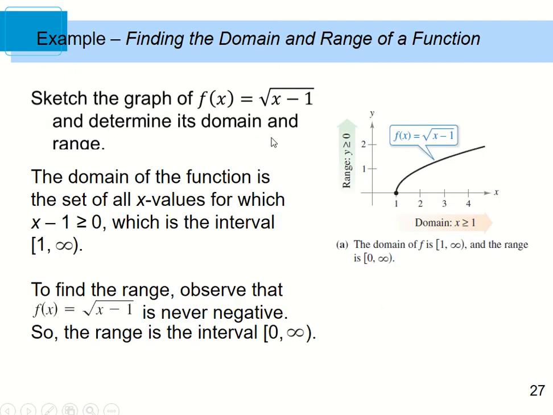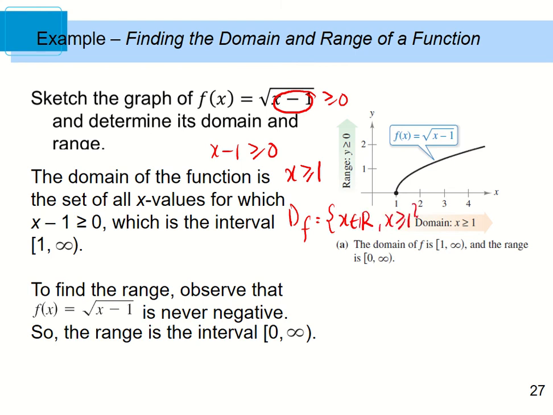Now let's say we have a function like this, square root of x minus 1. How do we find the domain? First, we know the value inside here must be greater or equal to 0. So we have x minus 1 is greater or equal to 0, so x is greater or equal to 1. So we have the domain here. The domain of f is defined as x is a real number, and x must be greater or equal to 1.